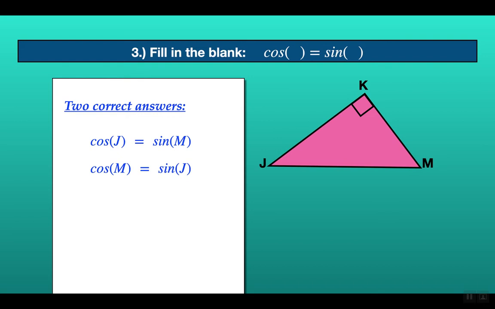You cannot use angle k because angle k is not acute, it's 90 degrees. Acute means less than 90 degrees. Okay, so angle j and m. So the cosine of j equals the sine of m, or you could say the cosine of m equals the sine of j. They're both correct. Very simple. You don't have to know any math to answer that.